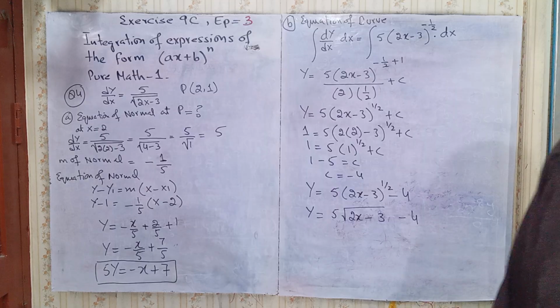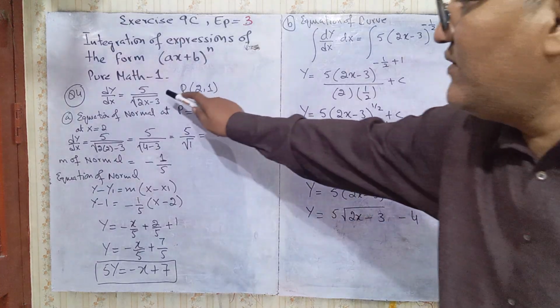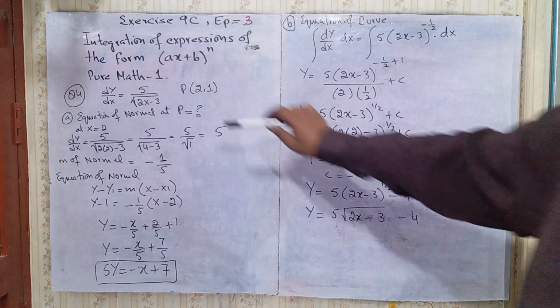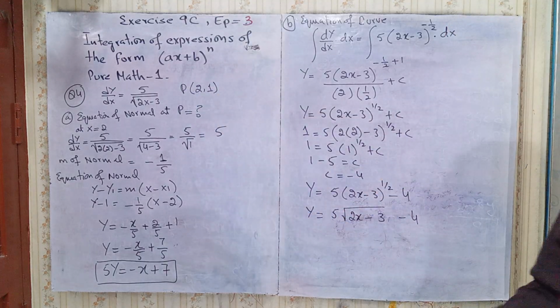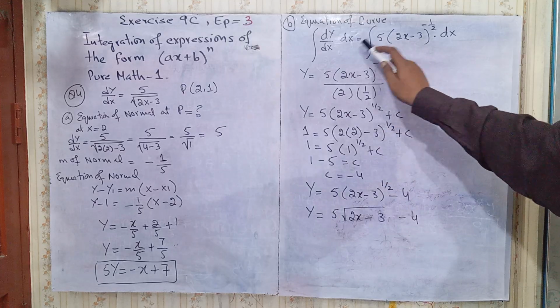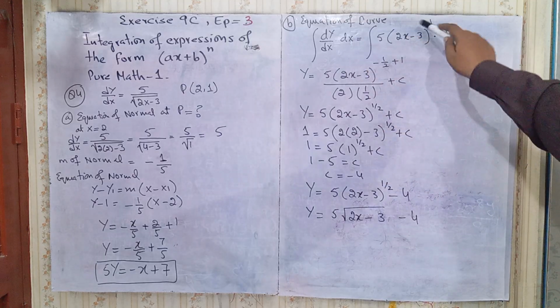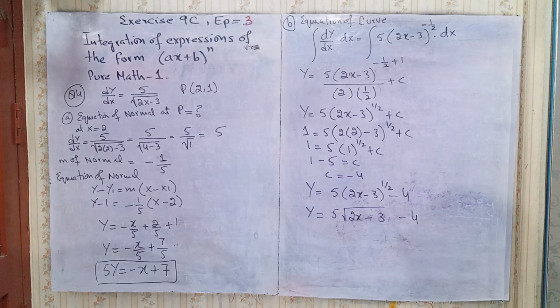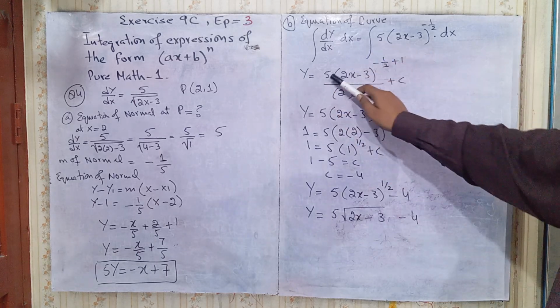Then in the B part, they ask us to find out the coefficient of the curve. So I will integrate this. I will bring this under root upstairs. So its power, normally the power of this under root is 1 by 2. When you will bring it upstairs, the power will become minus 1 by 2. So dy by dx equals to 5 under root, bracket 2x minus 3 bracket raised to power minus 1 by 2 d of x. This side will become y. This 5 will remain as it is.